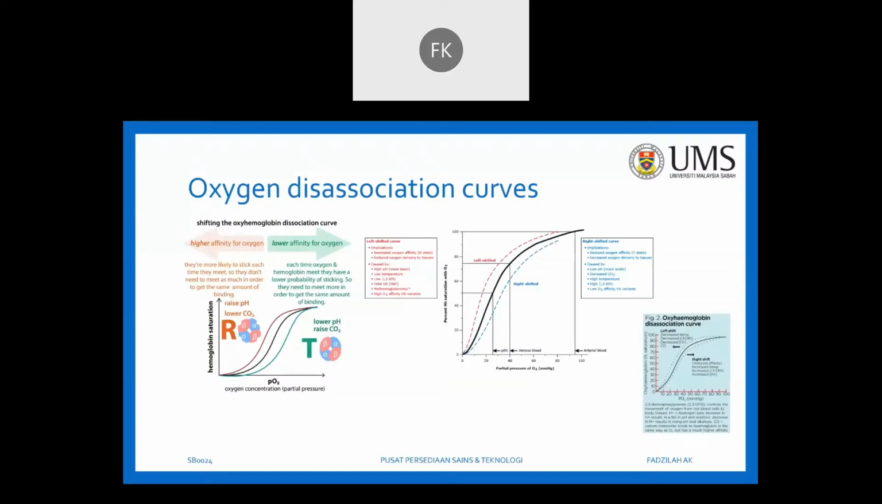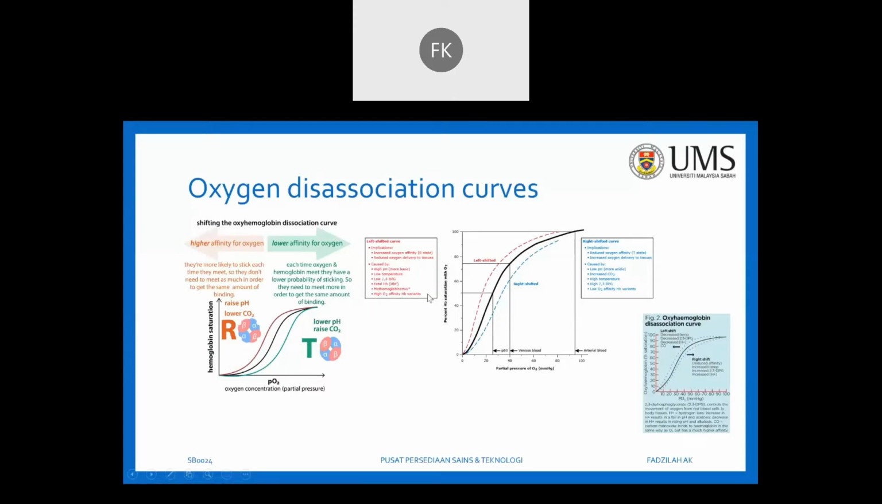Shifting the oxyhemoglobin dissociation curve. Okay. This is the left shift. The curve goes to the left, the left side, left shift they call it. Because of high pH, more basic. Okay, high pH, more basic, low temperature, low biphosphoglycerate. Okay, this also happens in fetal hemoglobin if you compare with the adult hemoglobin. Okay, high oxygen affinity to the hemoglobin.